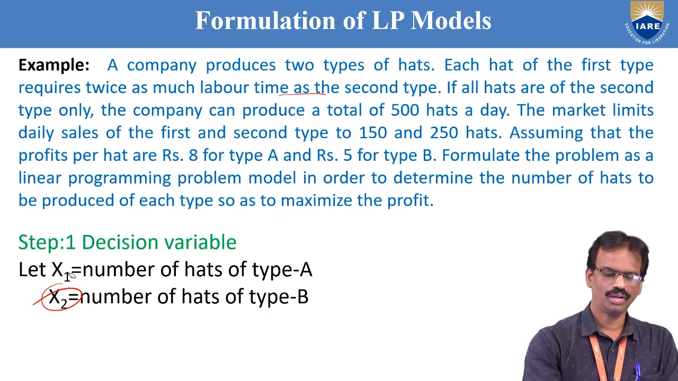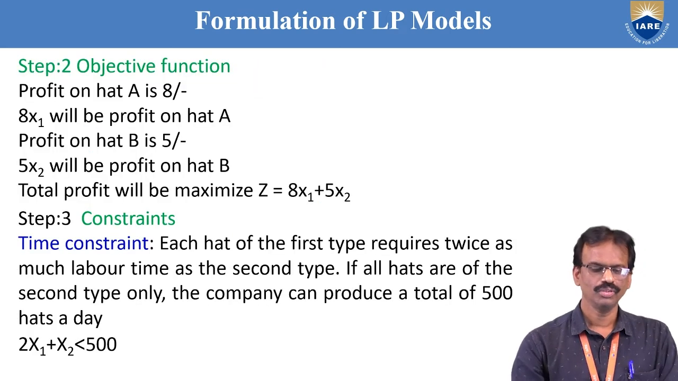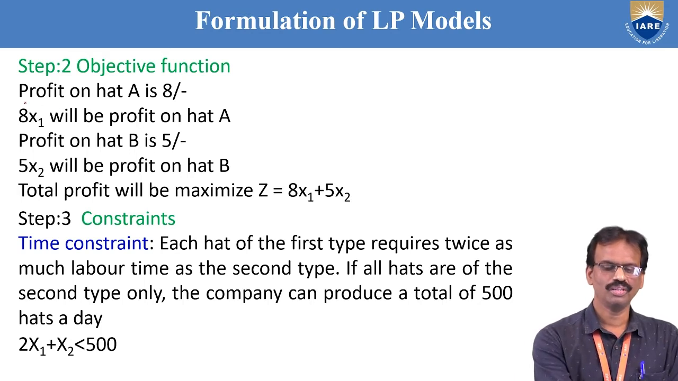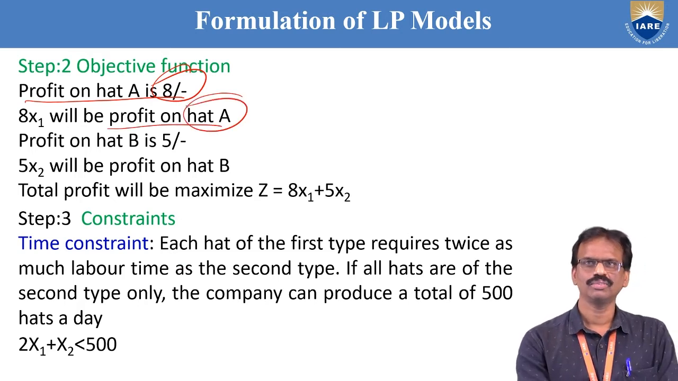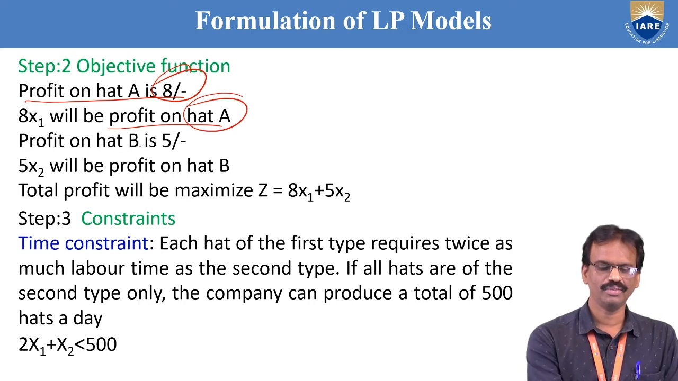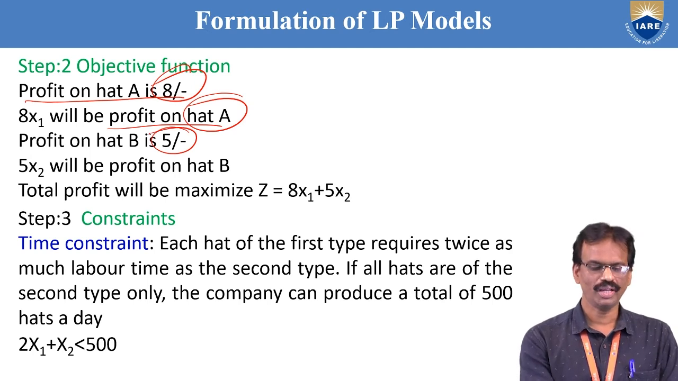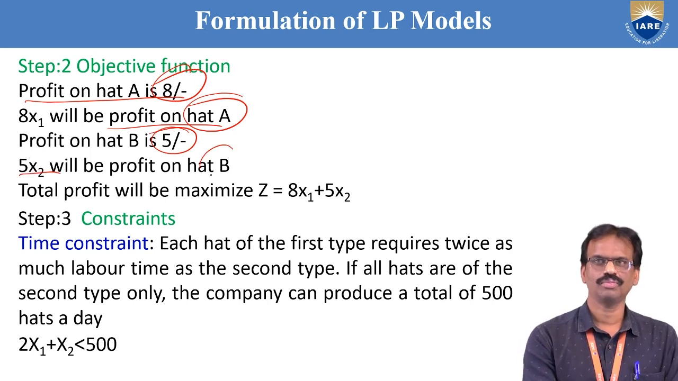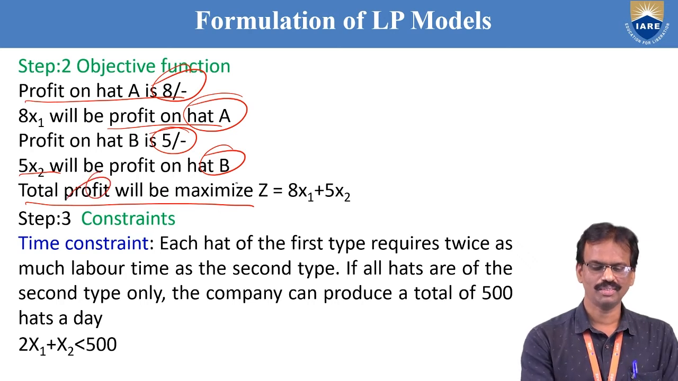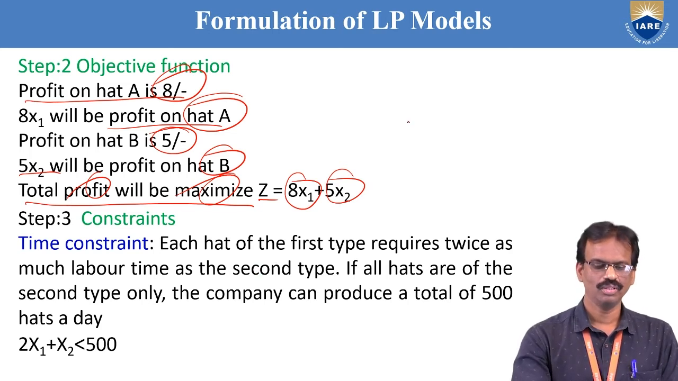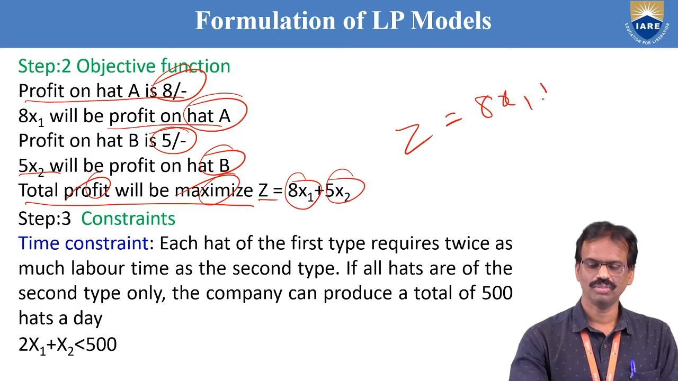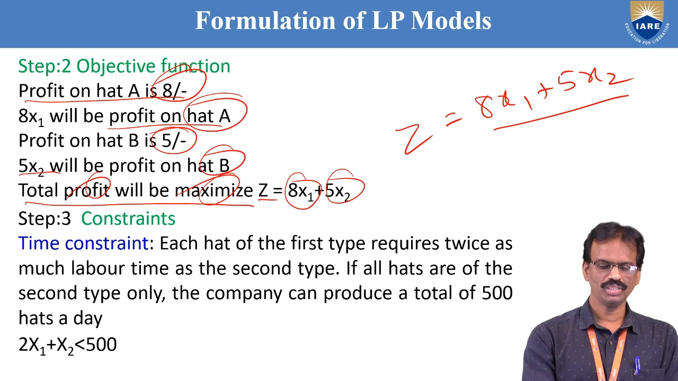Next, the objective function. You know that the profit on hat A is 8 rupees, so 8x1 will be the profit on hat A. The profit on each hat B is 5 rupees, so the total profit from hat B is 5x2. So here we have to maximize the total profit. The objective function is Z equal to 8x1 plus 5x2, the total profit.